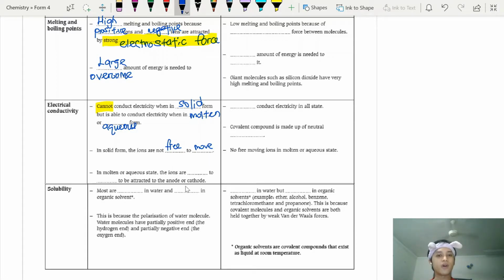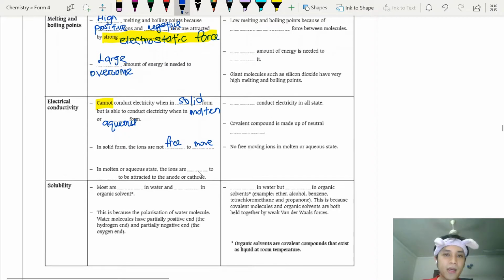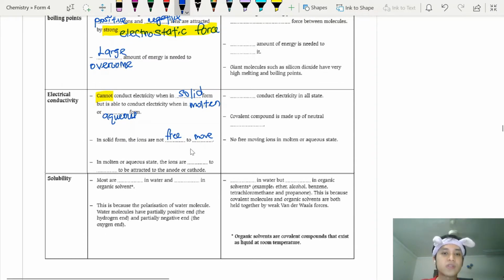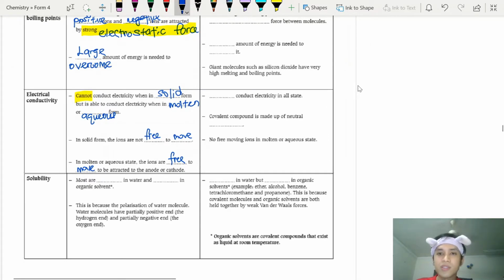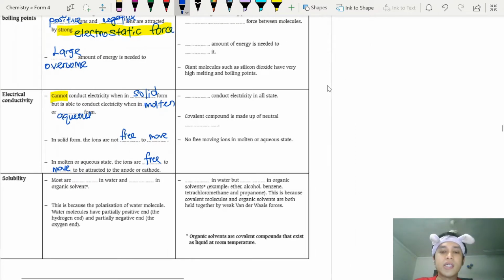Okay, why is it that in liquid form we can conduct electricity? It's because we need free moving ions. We need free moving ions in order for electricity to be conducted. So in other words, a simple analogy: let's say I have a positive terminal here and a negative terminal here, and in the middle I must connect something, a conductor, in between the terminals so that the electricity can flow, right? And remember, electricity is about the movement of electrons.